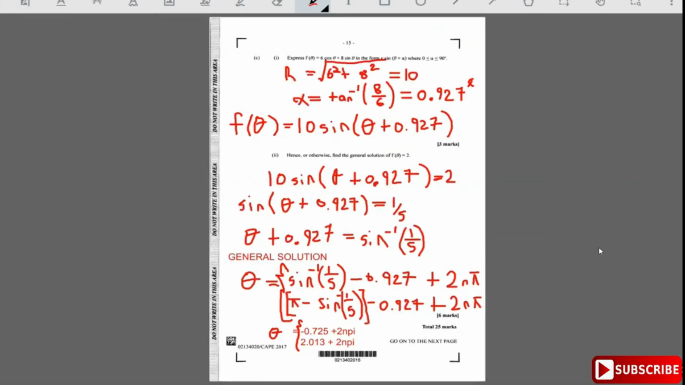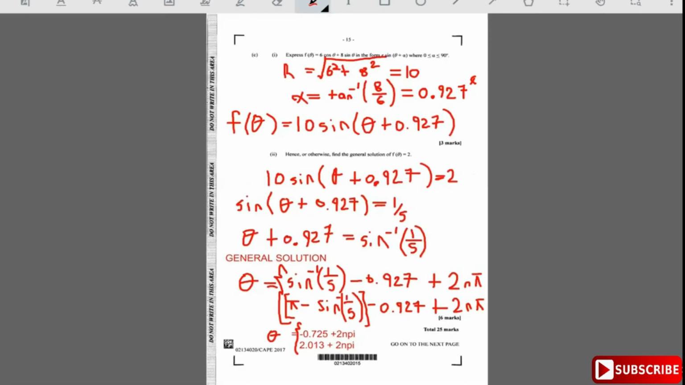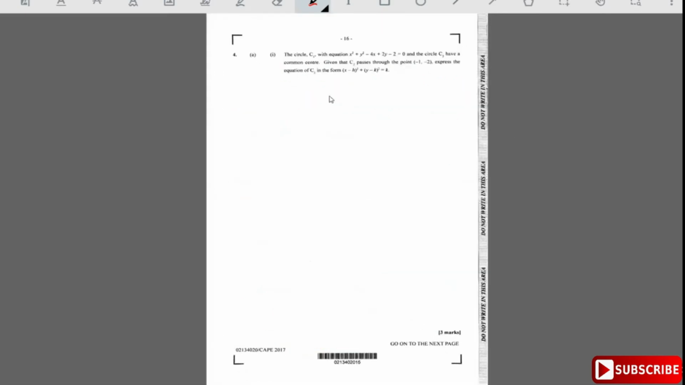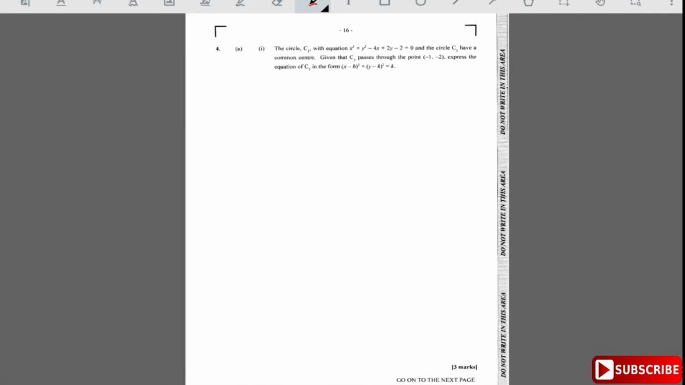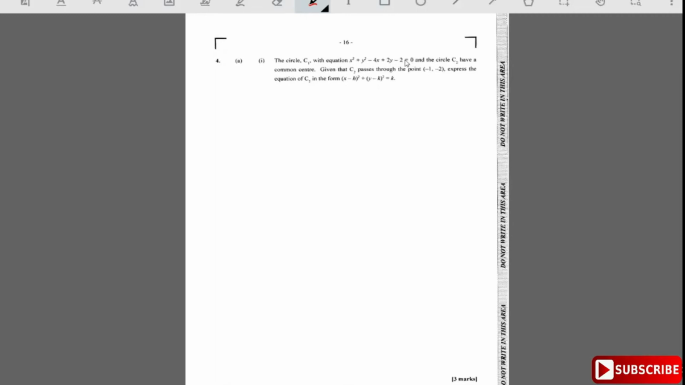Okay, moving right along. We reach question 4. Question 4 says, the circle with equation x squared plus y squared minus 4x plus 2y minus 2 equals 0, and C2 have a common center. Given that C2 passes through minus 1, minus 2, express C2 in the form this.